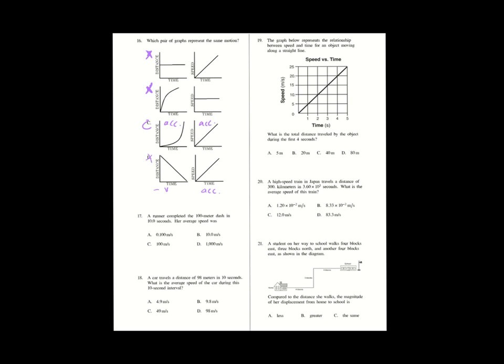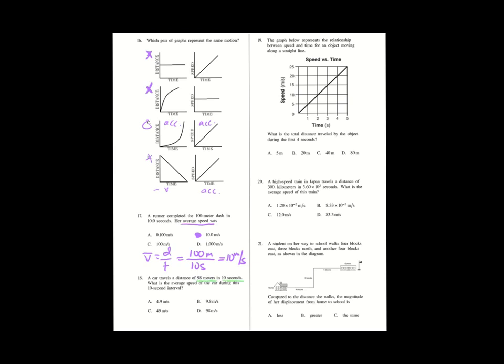Number 17. A runner completed the 100-meter dash in 10 seconds. Her average speed is, so you see this on the reference table, average speed is d over t. 100 meters over 10 seconds equals 10 meters every second. Choice B.